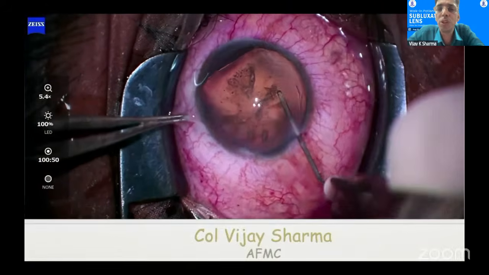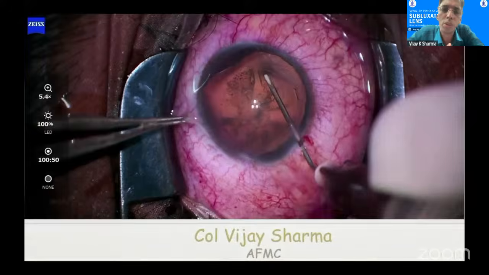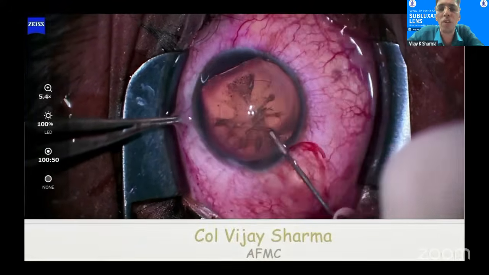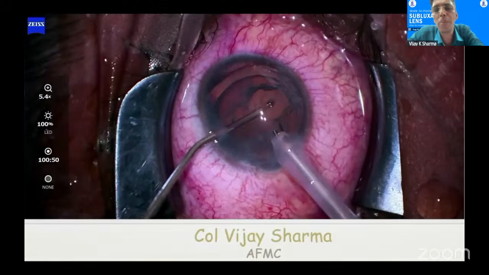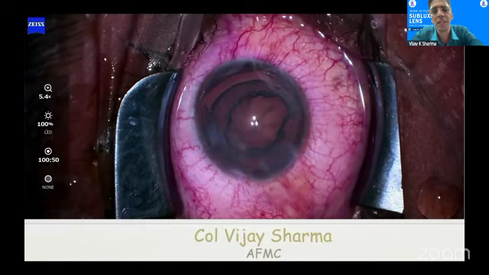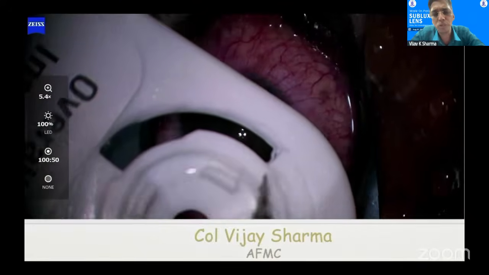So you can put a viscoelastic nicely, especially the Viscoat if available, in the area of zonular dehiscence, because that will prevent any fluid from going into the vitreous and causing hydration of the vitreous, and also any prolapse of vitreous.